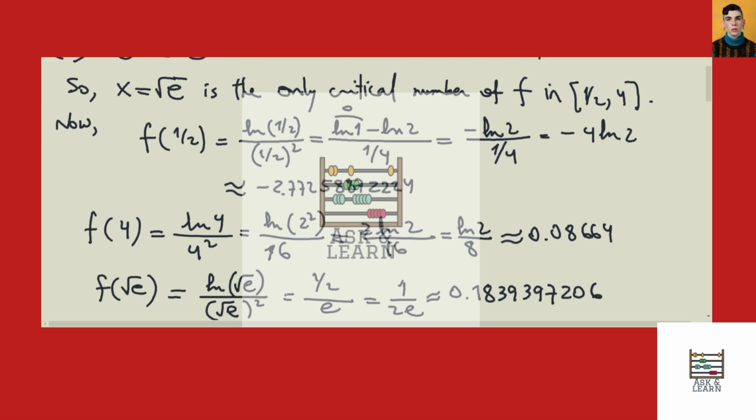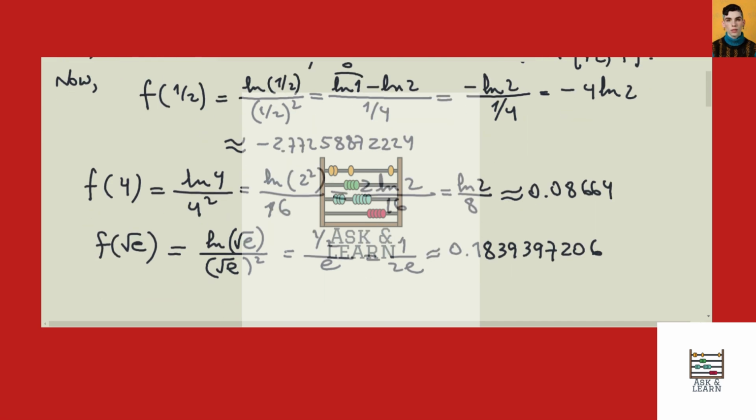and we recognize easily that the absolute maximum value of the function is 0.1839397, which is 1 over 2e, and it is the image of the critical number square root of e, and the absolute minimum value of the function is negative 4 natural logarithm of 2, which is about negative 2.772588722224, which is the image of the left endpoint 1/2.